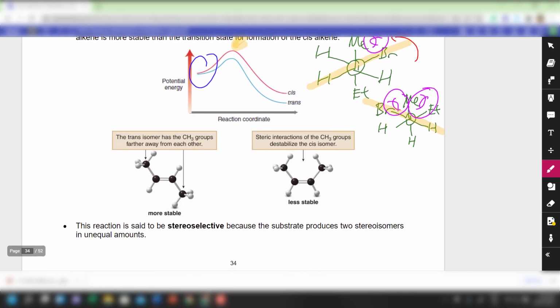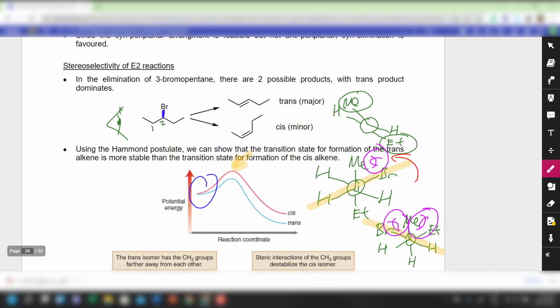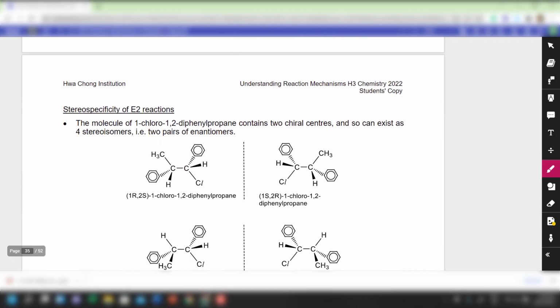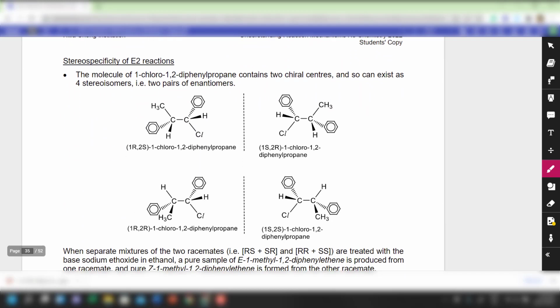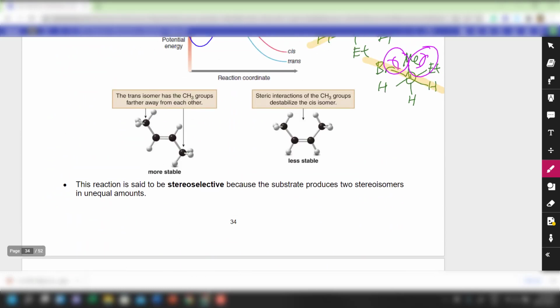Okay, so I hope that does help you understand a little bit about why the trans product is more favored as compared to the cis product. And this is the origin of what we call stereoselectivity for E2 reactions. Then of course there is another term known as stereospecific, which honestly for H2 and H3 I don't want to go into detail, although I can have a separate video talking about this.